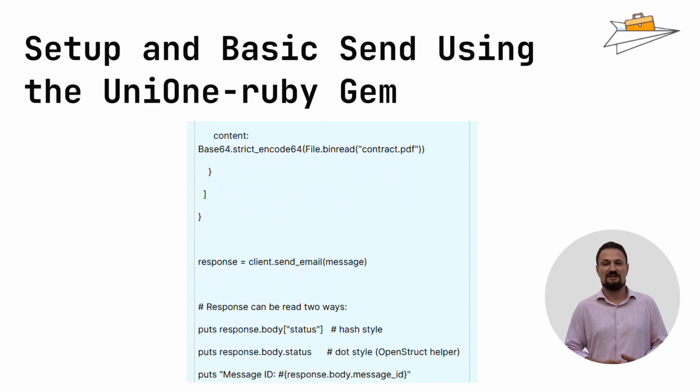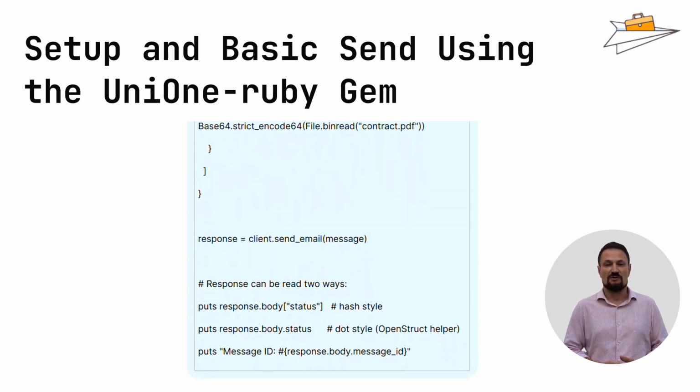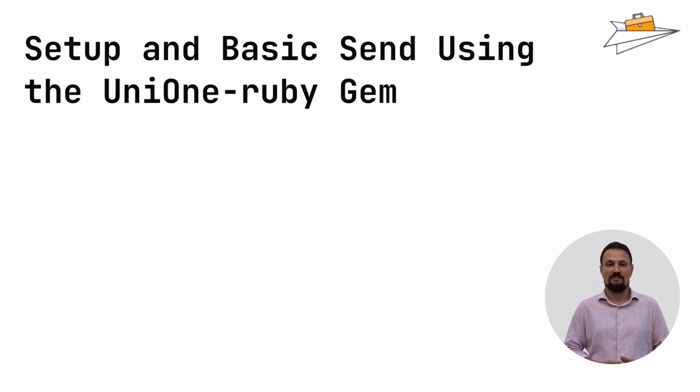A few important details here. You can send to one or multiple recipients. UniOne handles sending the email to all of them. You can personalize your message using substitution data, which replaces placeholders like this. Attachments are base64 encoded and included inline.